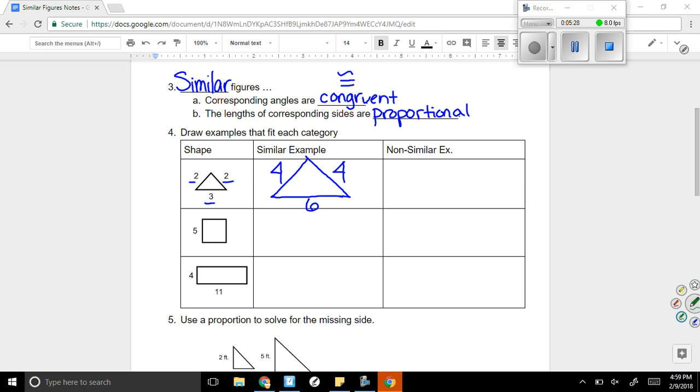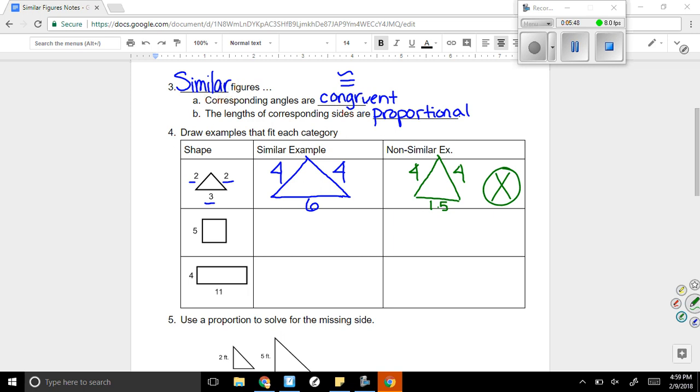They're proportionate. But if I made a triangle that was 2 times as big on those sides, but maybe only half as big on the bottom, that does not work. Those are not similar. So if you change one, they've all got to change the exact same way.